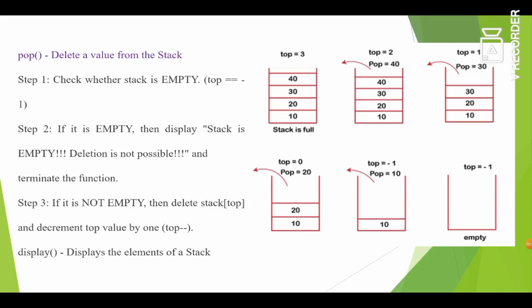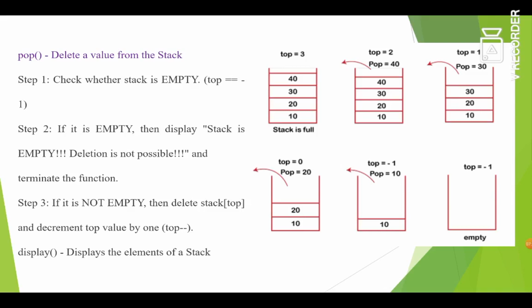Okay, so see the figure, we are in the full stack, that is top equal to 3. We perform a pop operation. So what is pop? It returns the topmost element, that is stack of top is returned. Stack of top, that is stack of 3, is 40. So the popped element is 40.